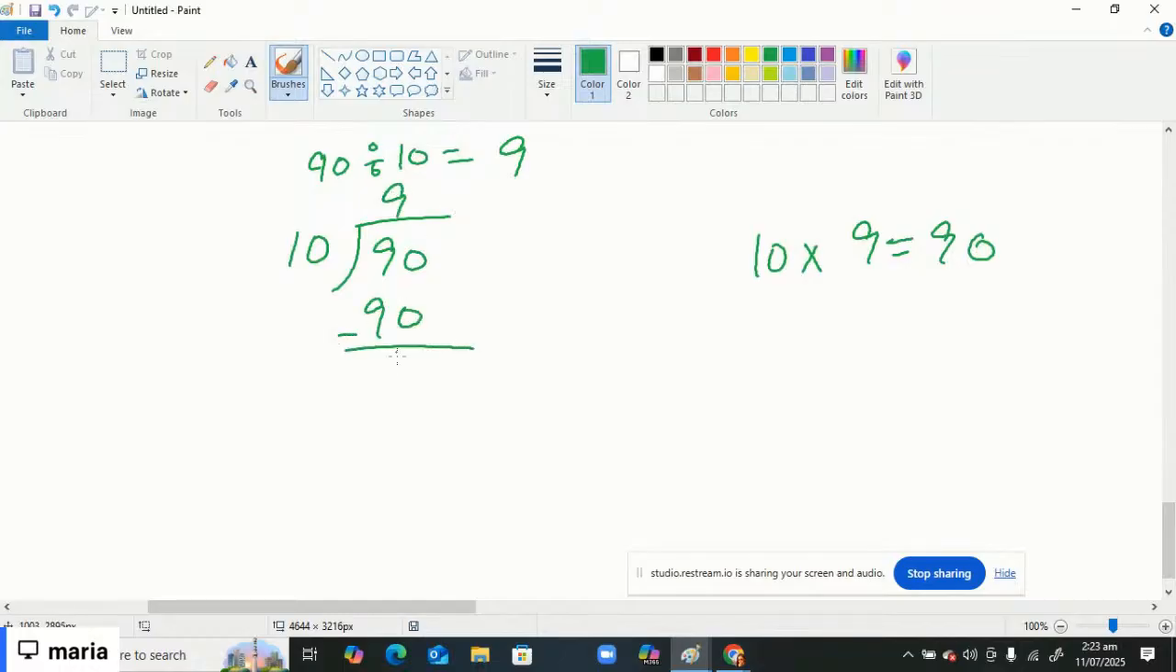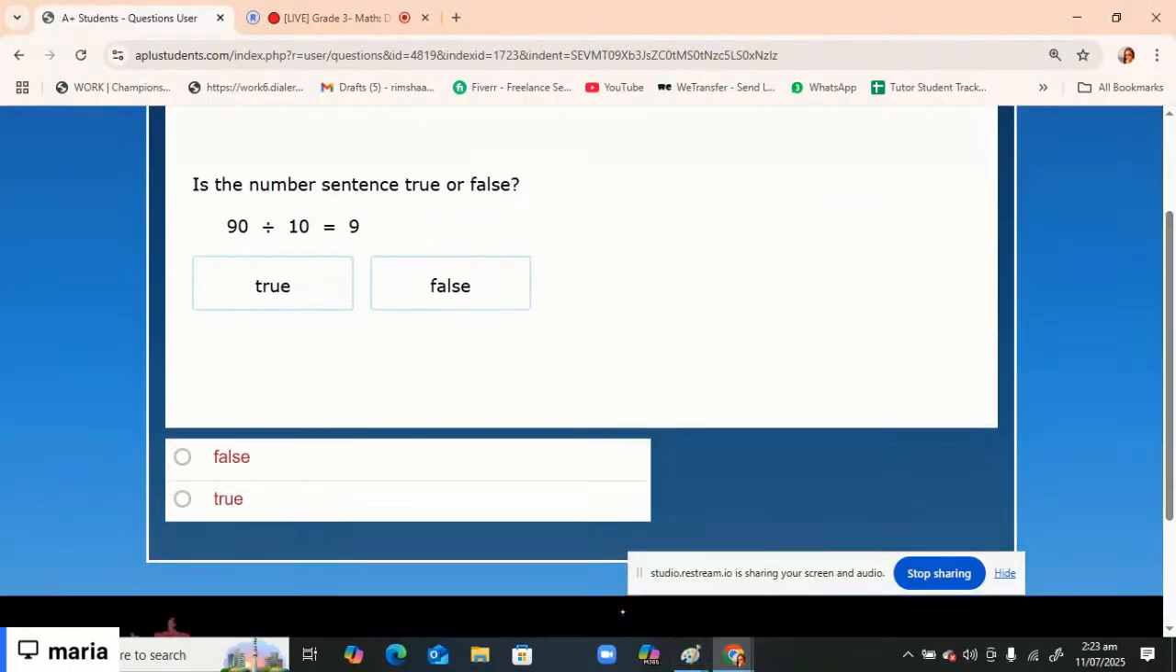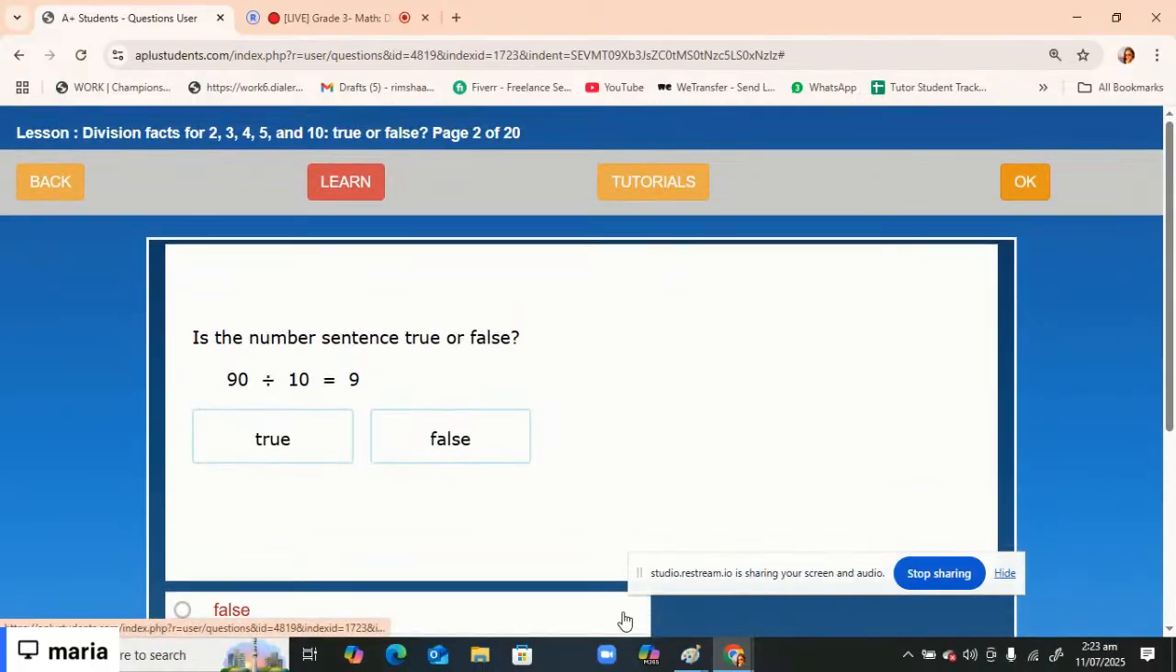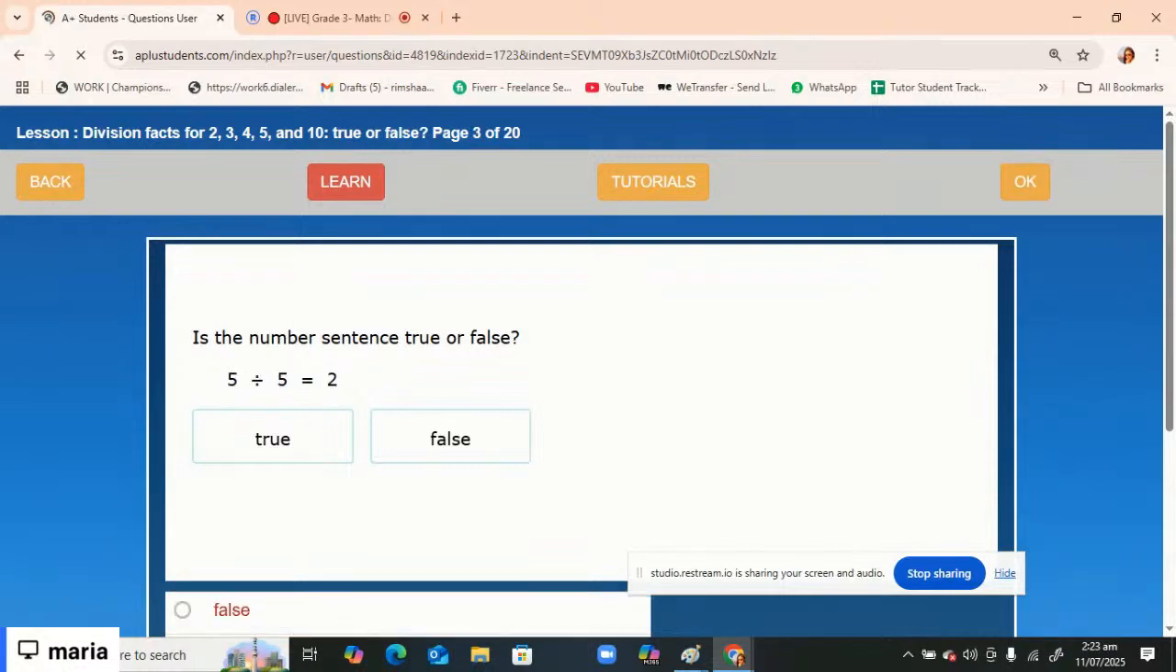And now you subtract, and the answer is 9. Okay? So this is true. So here we go with that option, that is true. All right. Hope you guys understand this lesson as well.